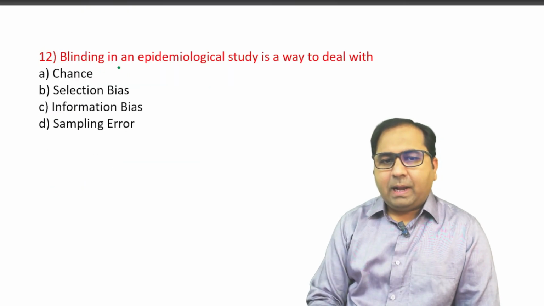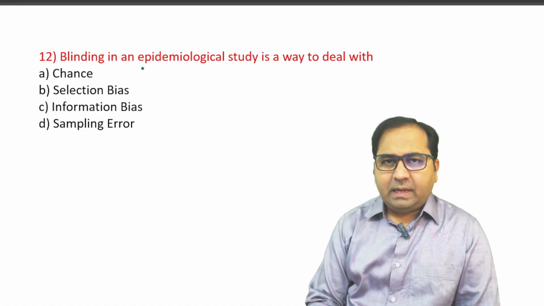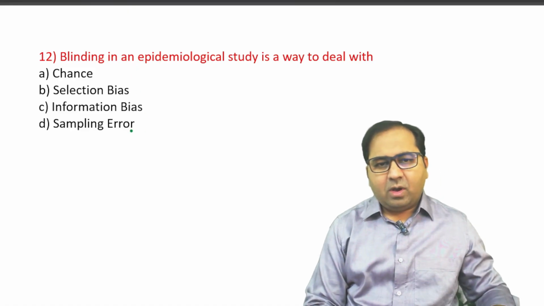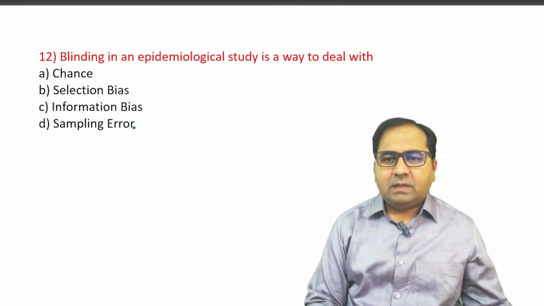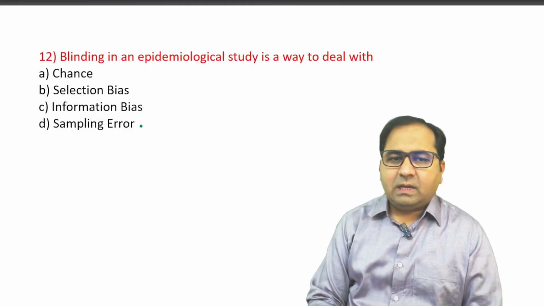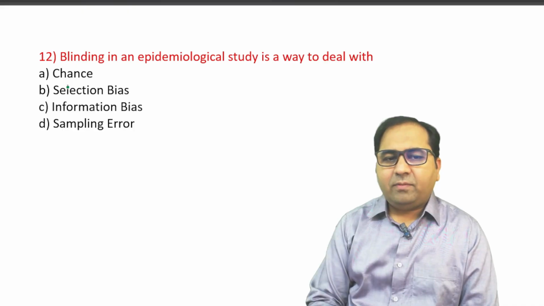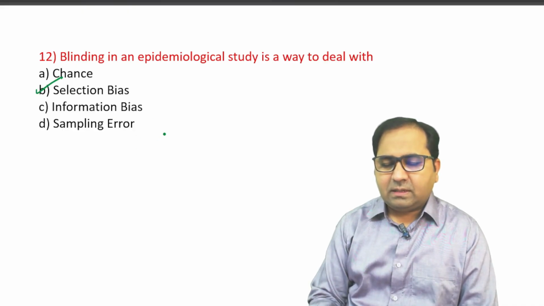Next question. Blinding in an epidemiological study is a way to deal with: options are A. Chance, B. Selection bias, C. Information bias, or D. Sampling error. So what is the answer for this question? Blinding in an epidemiological study is a way to deal with B. Selection bias. Please remember this answer.